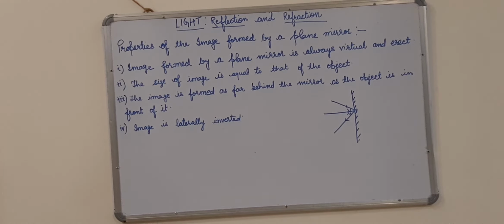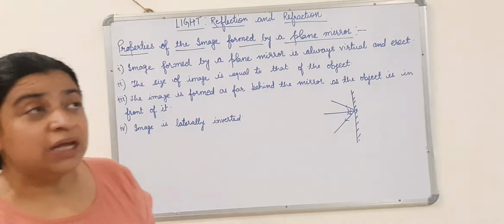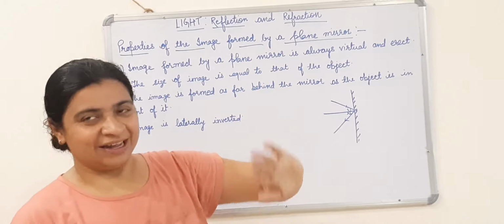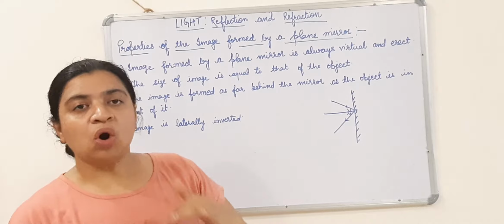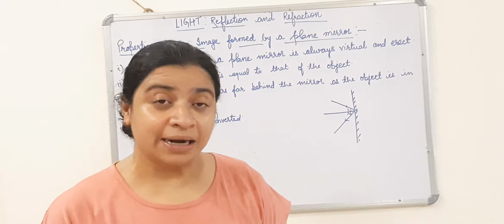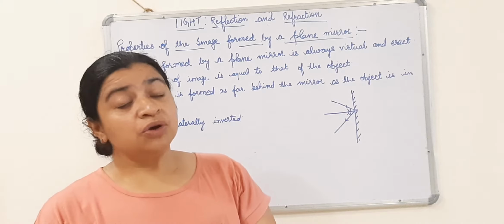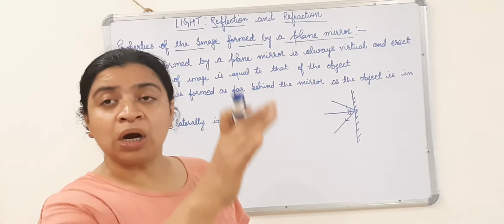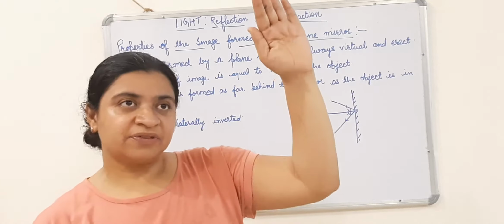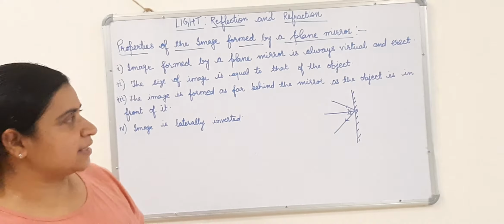So children, let us talk about the properties of the image formed by a plane mirror. What do you mean by a plane mirror? A mirror whose reflecting surface is plane. It is neither curved inwards nor curved outwards. I'll give you one example of a plane mirror: your looking glass, the mirror in which you see yourself. Have you ever tried to touch the surface of the mirror? You will see that it is plane. There is no curve. You do not feel any curve in the looking glass. Such a type of mirror whose reflecting surface is plane, neither curved inward nor curved outward, is known as a plane mirror.